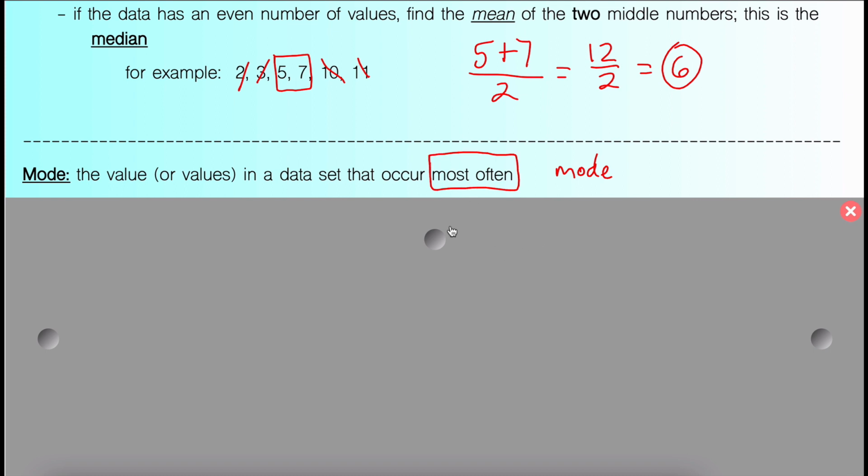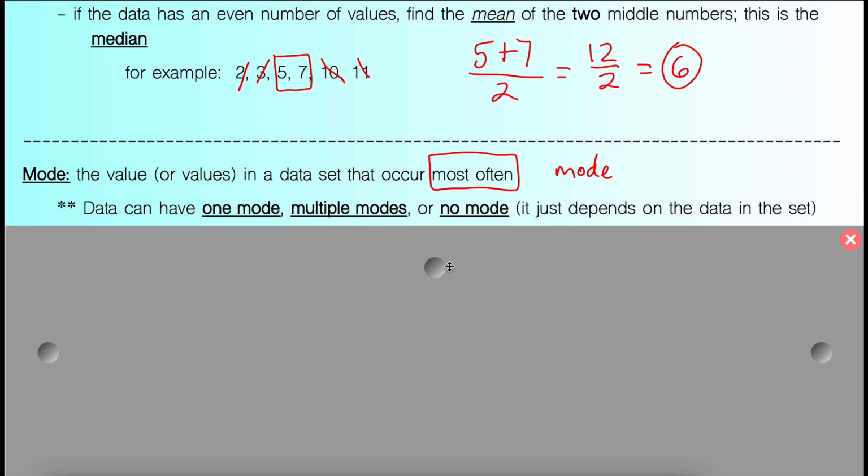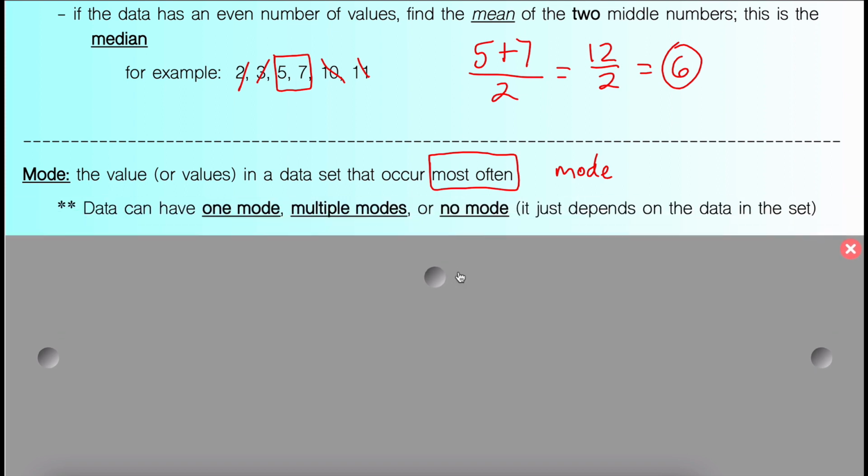Now, there's a couple scenarios here. Your data could have one mode. There could be one number that sticks out more than the others. If you have one set of data that's like 3, 4, 5, 5, 5, 5, 7, 8, there was a bunch of 5s in there. There's clearly one number that is the most often.